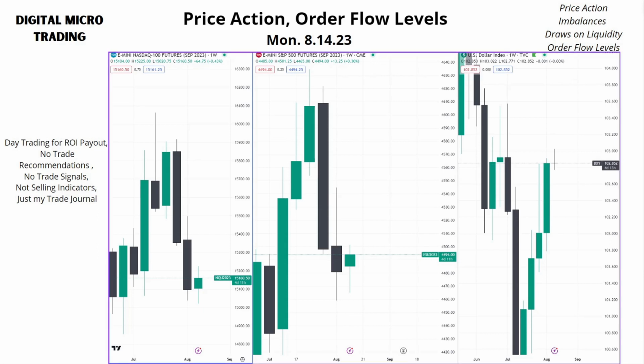This is a weekly chart. We've got a new week. This is naked with no annotations, and you can see here on the left we've got the NASDAQ. In the middle we've got the S&P 500, and we've got the dollar.